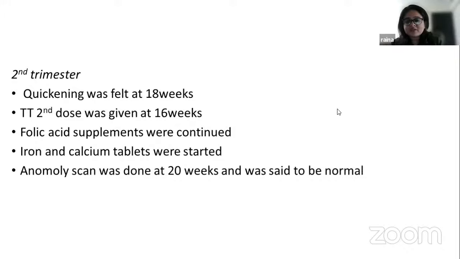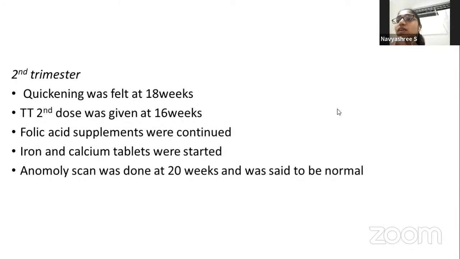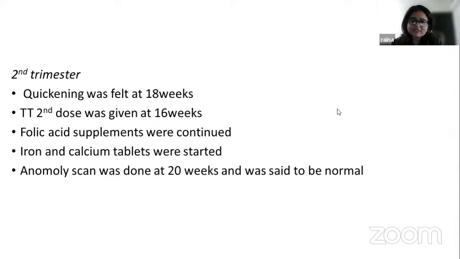Now she's 40 weeks. How does it matter when she first felt fetal movements? How does it matter how much the amniotic fluid was? Anomaly scan you said was normal. Why is quickening important? Breathing, if a baby is breathing properly. She's 40 weeks now. All that would have been seen by now on ultrasound, so many ultrasounds were done. Why quickening? And breathing has nothing to do with quickening.